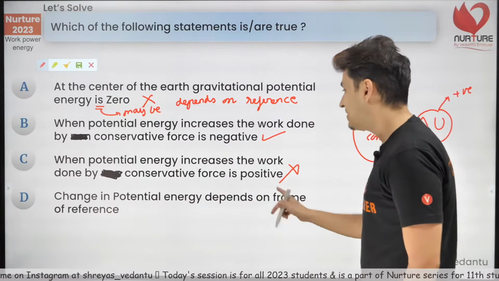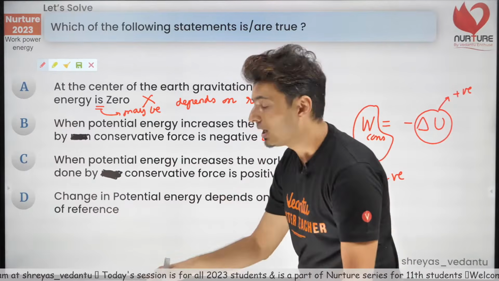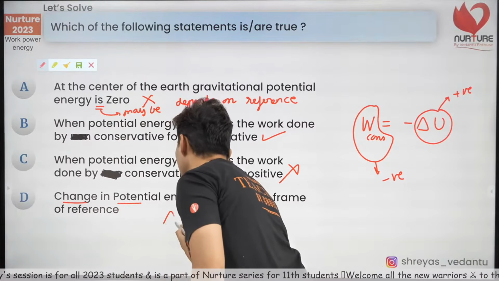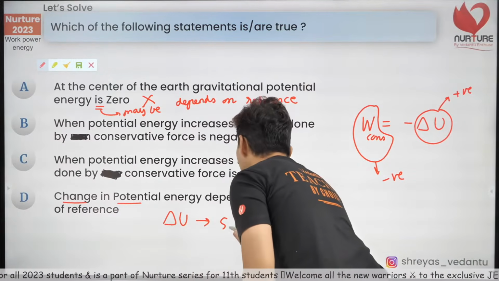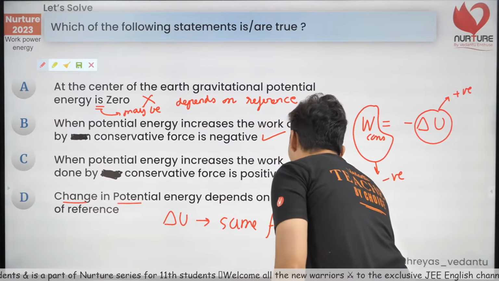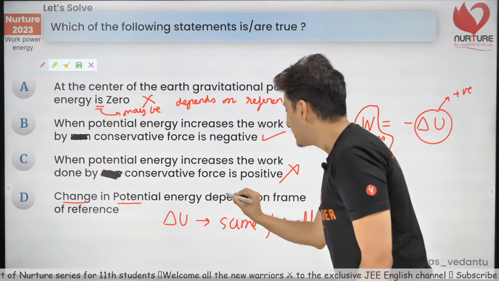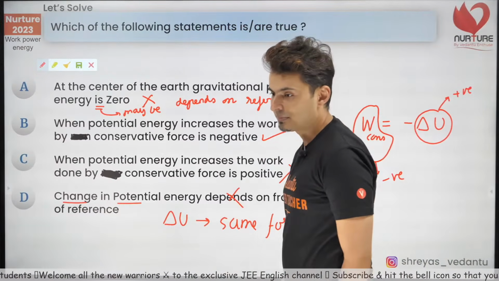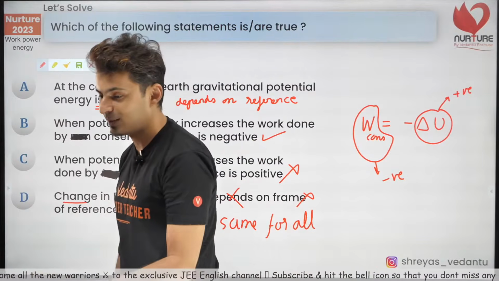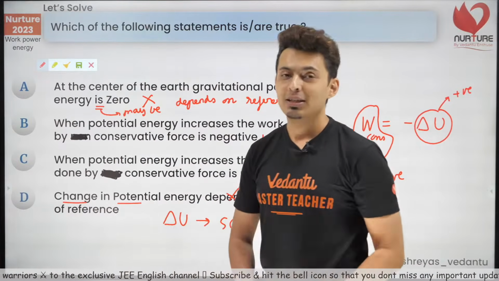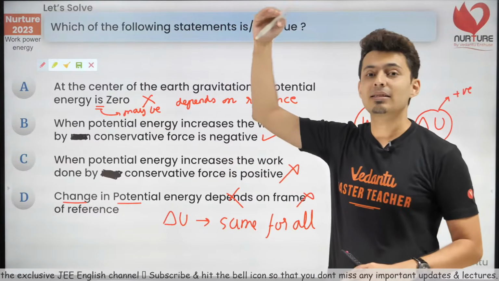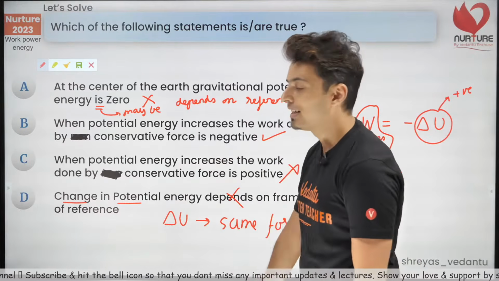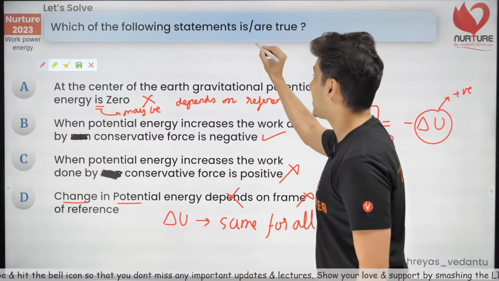Change in potential energy depends on frame of reference. Wrong. It doesn't depend. Remember, this is change in potential energy. Delta U is the same for all. I just told you, so it does not depend, guys. This is wrong. I hope that makes sense. The change in the potential energy does not depend. Correct, Selva Kumar. Each person might say this is a different potential energy, but the change in the potential energy will be the same for everyone. That's why only one option is correct.